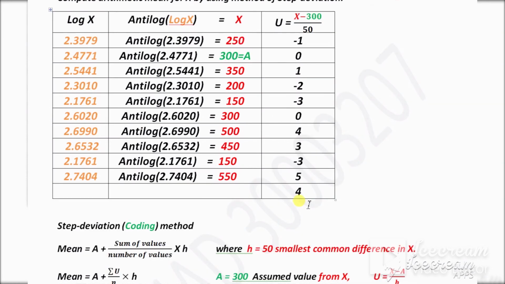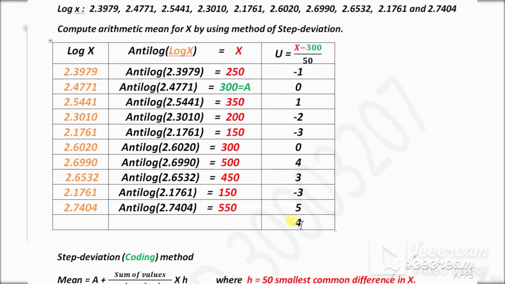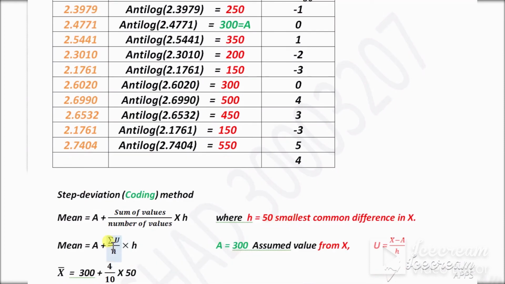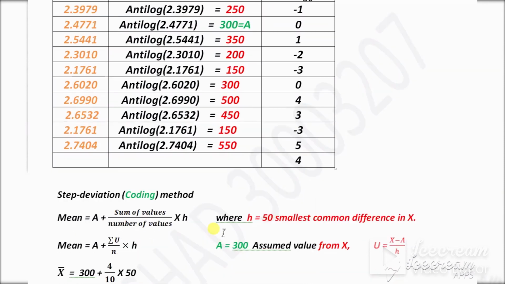Now in the question we need the sum of U. In the step deviation or coding method, the formula is mean equals a plus summation U over N multiplied by h. So we need summation U, the total of U. The total of U is 4. N, the number of values, is 10. h is 50.